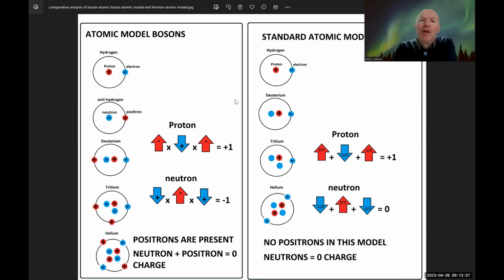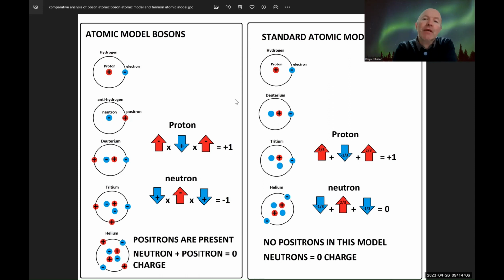So here we have a comparative analysis of the two models. On the standard model on the right, hydrogen has a proton and an electron, and deuterium has a neutron, a proton, and an electron. Tritium has two neutrons, a proton, and an electron. And helium has two protons, two neutrons, and two electrons. This is the standard model.